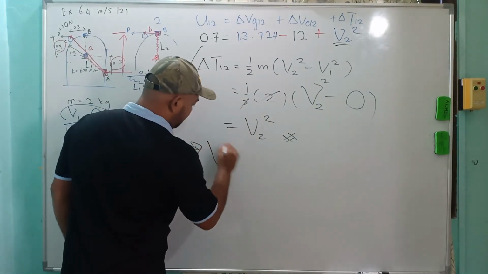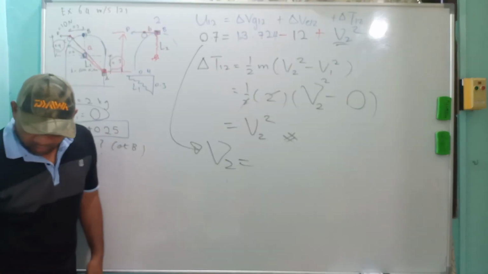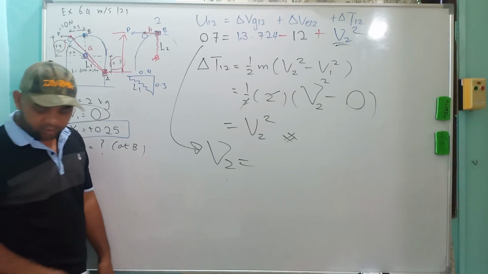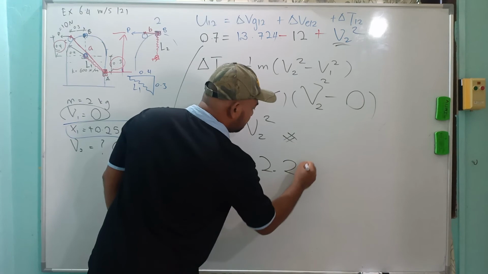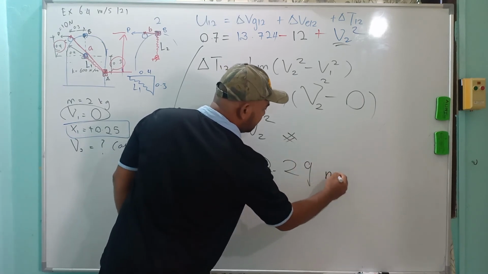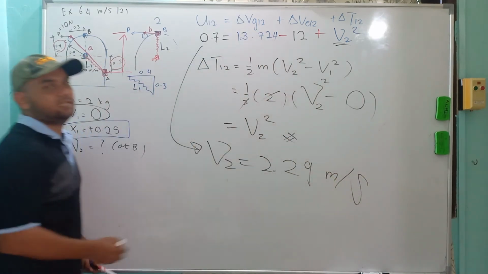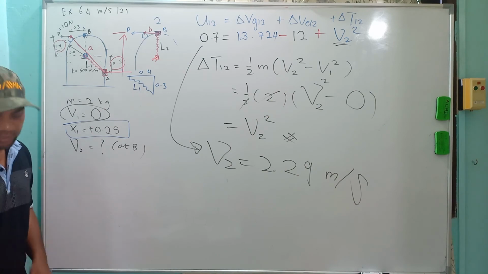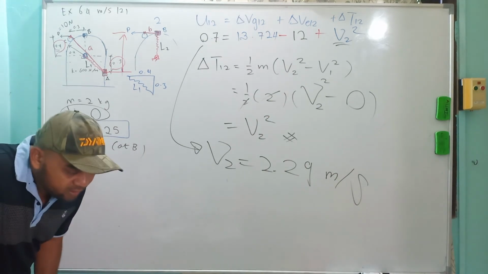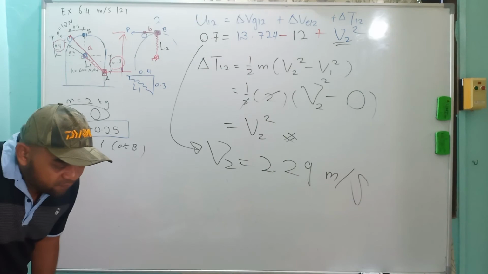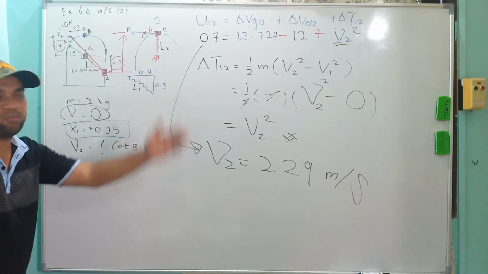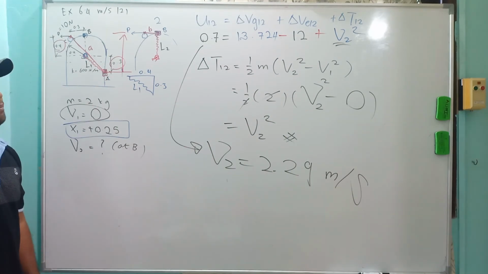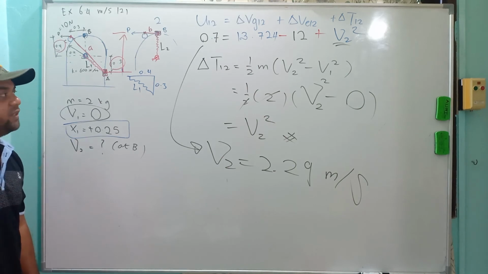And then calculate this, we have V2 equal to. I have already calculated that one, the V2 is 2.29 meter over second. In your book you have 2.27 something, so 2.2, 2.3 meter over second for V2.